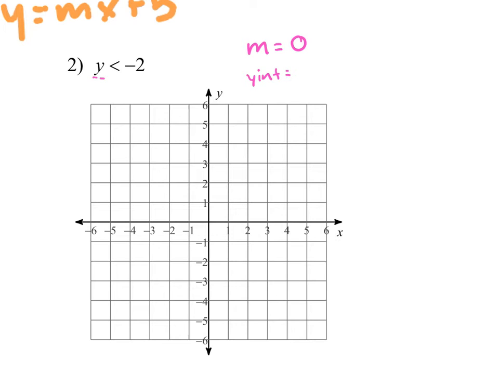What does the slope of 0 mean that our line looks like? What type of line do we have here? Just a flat line like that. Is our line dotted or solid? Dotted. A dotted line.